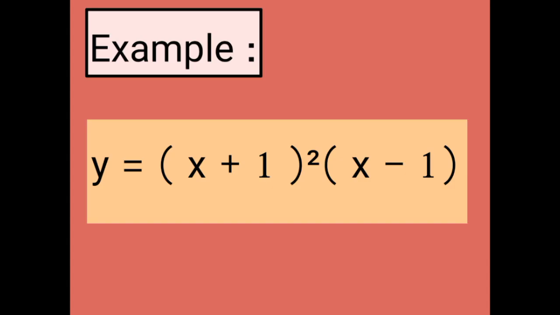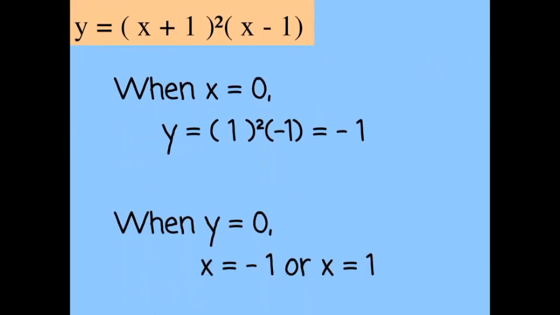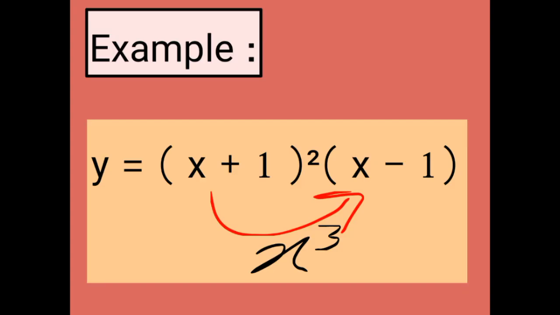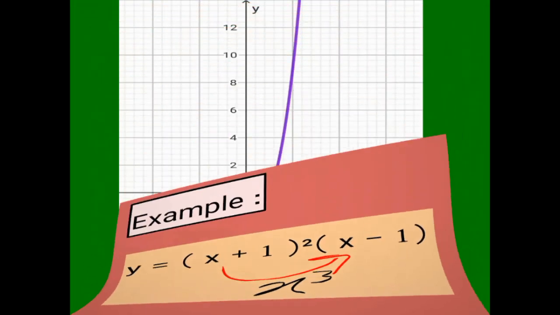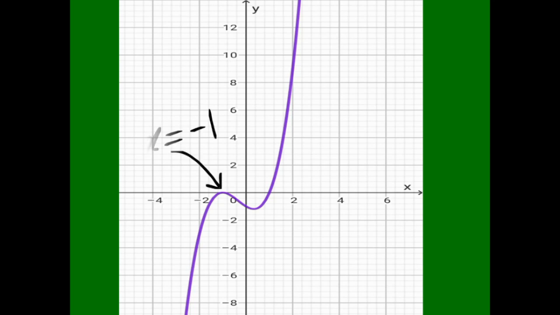y = (x + 1)²(x − 1). When x equals 0, y equals 1 squared times minus 1 equals minus 1, and when y equals 0, x equals minus 1 or x equals 1. Here, the coefficient of x³ is 1 and hence the graph would take this shape. Here, x = −1 is a double repeated root.